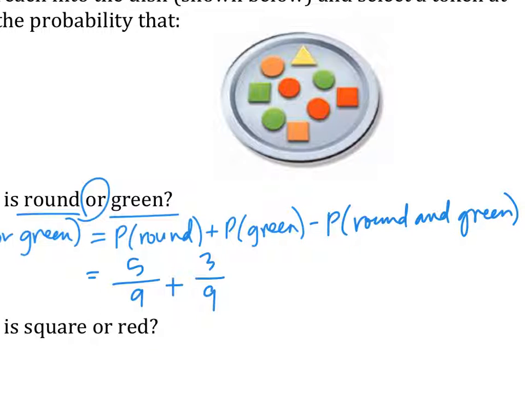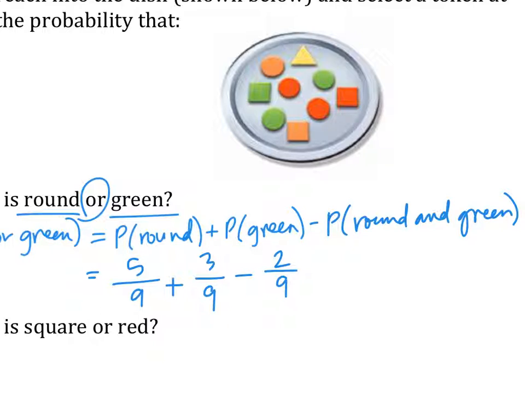Notice you counted these 2 green round ones twice. Do you guys see that? When I was counting the round, I counted 5, including the 2 round greens. When I counted a green, I counted 3, which also included those 2. So basically, I'm double counting them. So therefore, I need to subtract out the ones that are round and green, so I'm not double counting it. So there are 2 round and greens, so I have to subtract that out. Does that make sense?